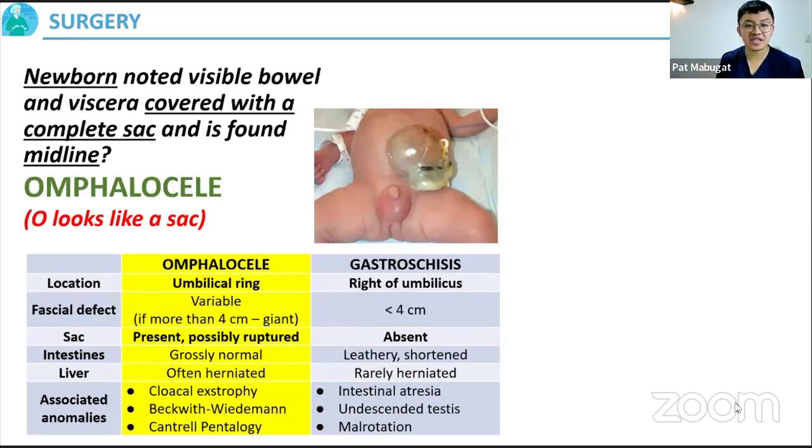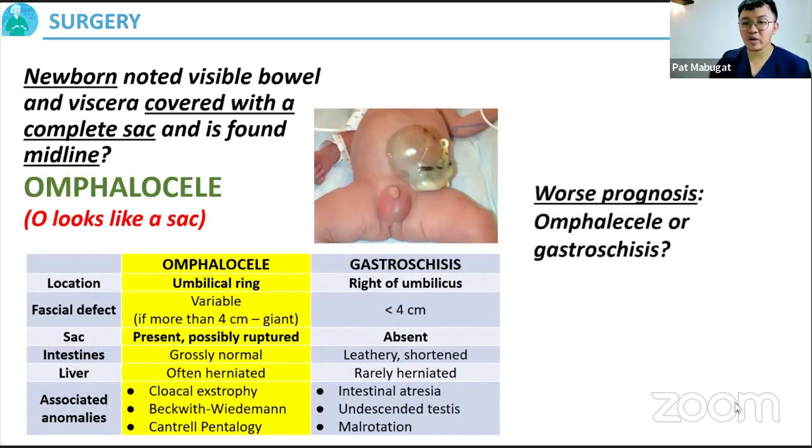For fascial defect, it's variable. For gastroschisis, usually less than 4. The sac is present in omphalocele and is absent in gastroschisis. Okay. For omphalocele and gastroschisis, we need to identify which is which because there is a prognosis that is different for each type of defect.